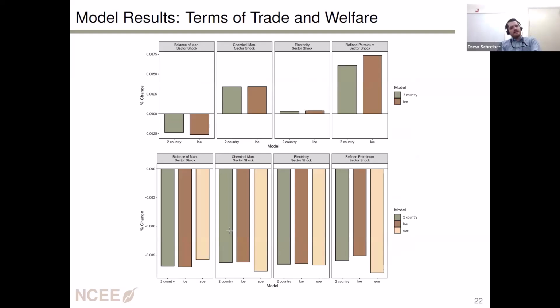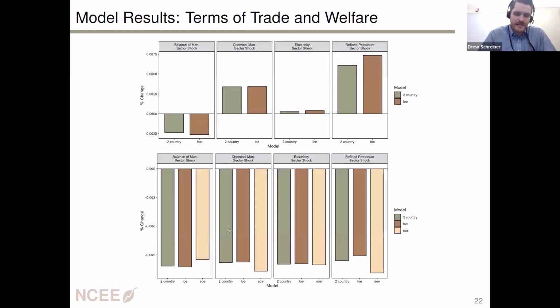So when aggregated together, the two country and the LOE model produce very similar terms of trade impacts, measured as the percent change in the export price index relative to the import price index. Basically the two country model and the LOE model produce very similar estimates. Depending on the shock, you can get a negative terms of trade effect or a positive terms of trade effect, and that translates almost directly into welfare consequences.